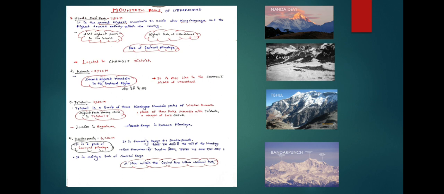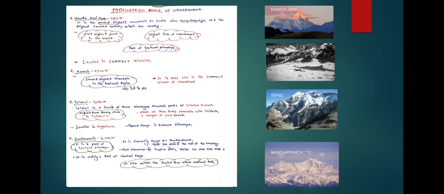Then we will talk about the Trishul. Trishul is a trident of three peaks, or a group of three peaks, which resembles the weapon of Lord Shiva, named Trishula. Also it is a part of the Kumaon Himalayas, which is the first one we have discussed from the Kumaon Himalayas, and it is located in the Bageshwar district of Kumaon region.